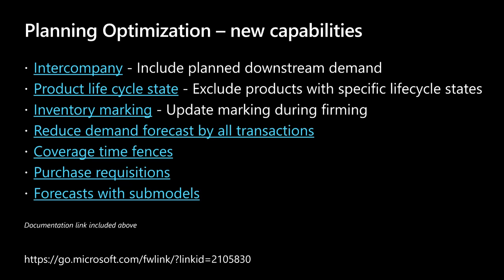So a forecast can include additional submodels. Instead of only including the forecast you have on the forecast model itself, it can include forecast models as submodels underneath it. And all of these, when you get the PowerPoint after here, you will see that I have included a link to the documentation for each of them. And also this is the GoLink ID to get to the overall planning optimization documentation. I want to mention that the documentation is getting a big overhaul as part of the planning optimization story.